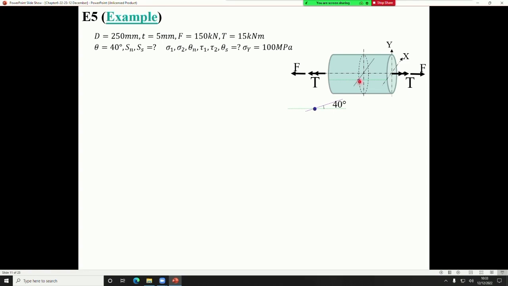So first it's asking us to find the stresses applied on a plane passing through this point whose normal makes an angle of 40 degrees with the x-axis, or z-axis at the moment. Here I've attached capital X, capital Y to the cross-section. Capital Z is along the axis. And then I have assumed a little x, little y attached to this element here.